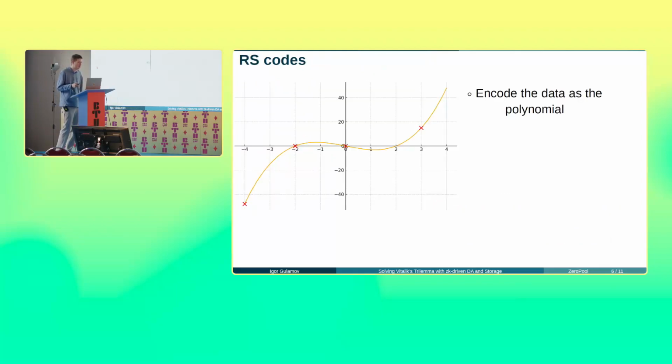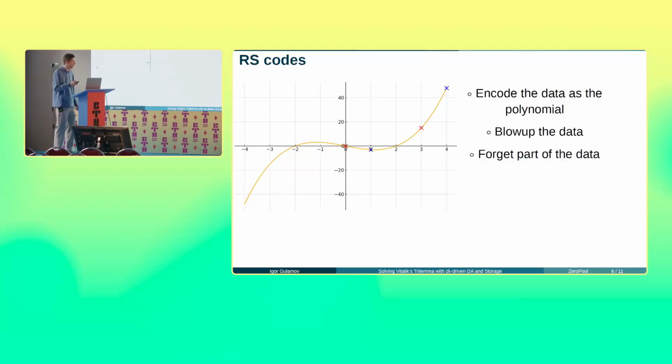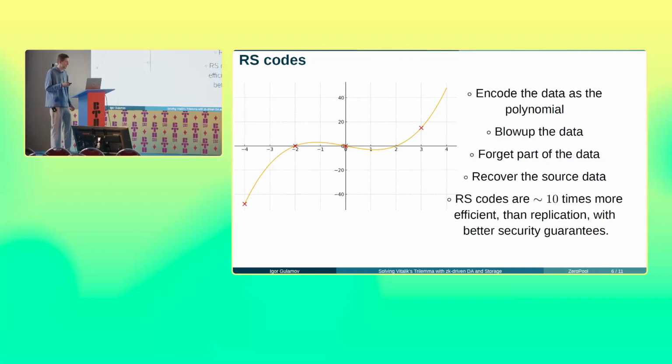Speaking about Reed-Solomon codes and their efficiency, here is how it works. Let's say we have 4 numbers. We can encode them as a degree-3 polynomial, like this. Then we can blow up the data: we find other points. If we lose some part of this data, we still have other points, but any 4 points are enough for a fixed degree-3 polynomial, and that's why we can recover the source data.